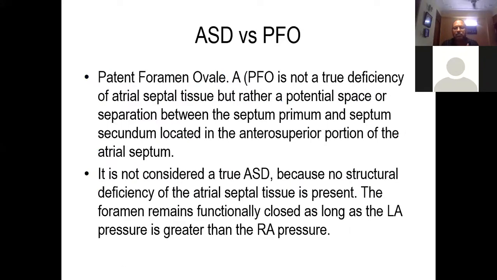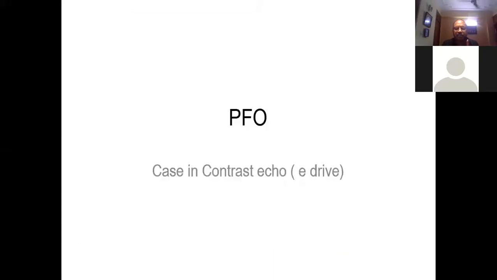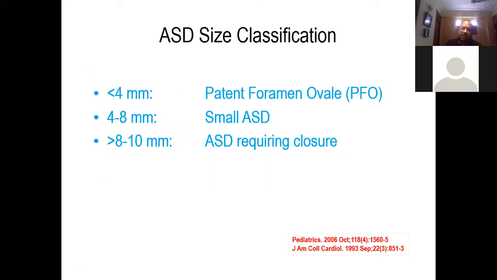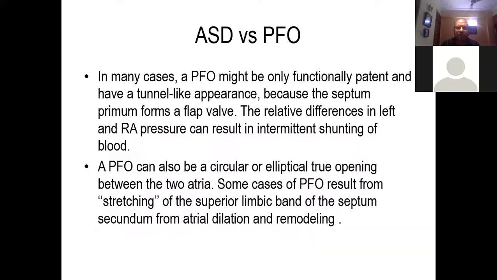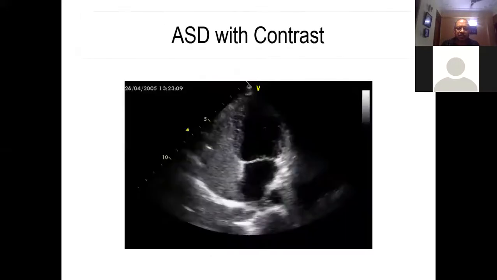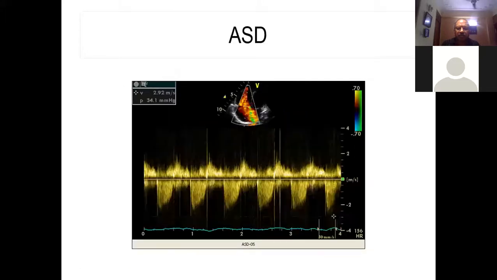A little word about PFO. I'm not going to go into detail of PFO. When we look at these ASDs, we look at their size, because the next question immediately the mother, father, or attendant will ask you is, what is the size of my child's defect? So we do measure the size, and what I suggest at your level to measure the size, I can't tell you to measure in 3-dimensional echocardiography. The best way to measure the size is to go to the subcostal window.